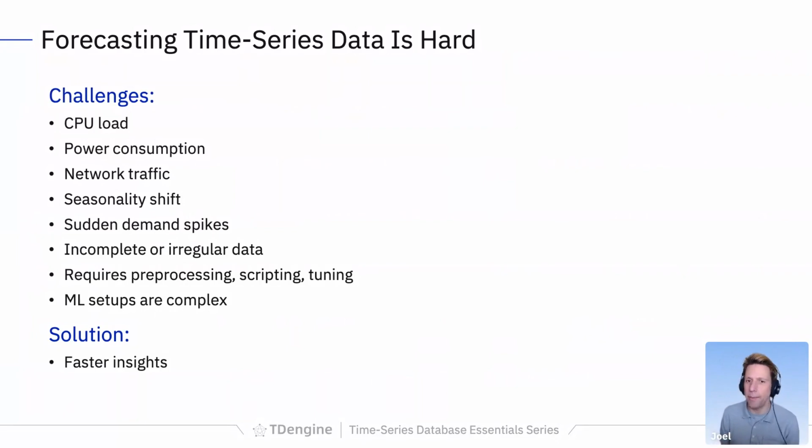Forecasting time series data can be hard. There are challenges around the CPU load, power consumption, and the network traffic that is generated from it. There are also seasonality effects that can make it a little hard to do regular predictions. Sudden demands or spikes can make predictions seem irregular or incomplete. And a lot of modern ML setups are pretty complex. That's why we've developed TDengine to deliver faster insights.